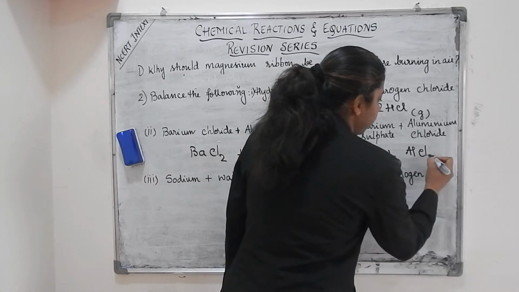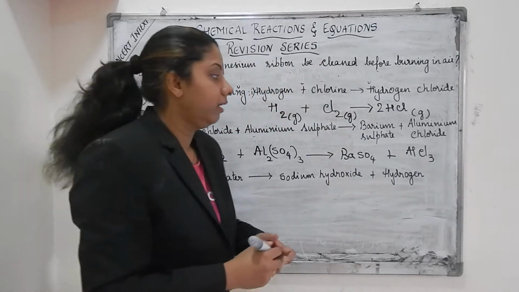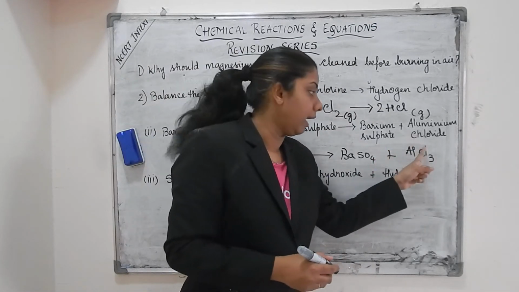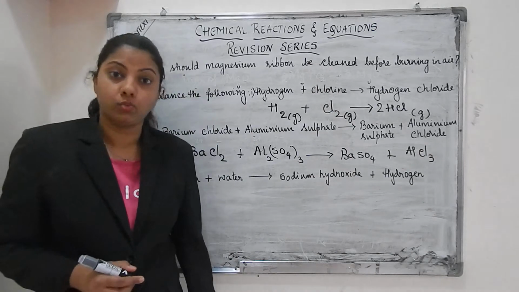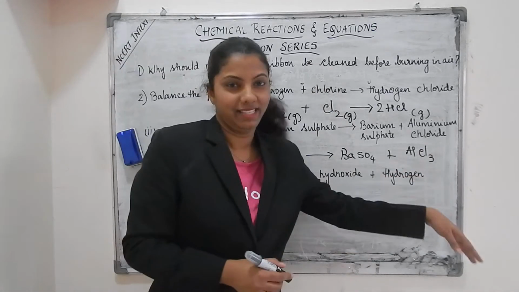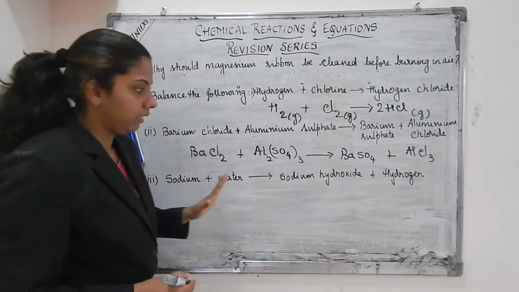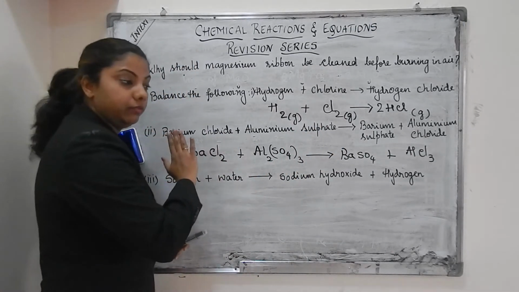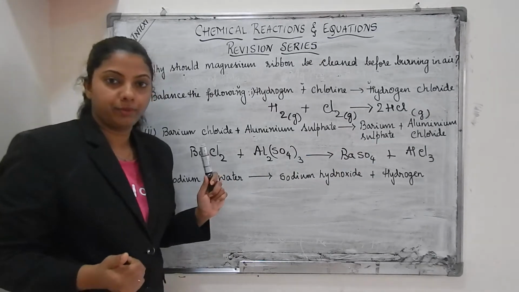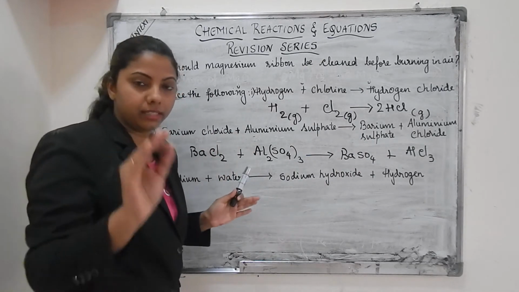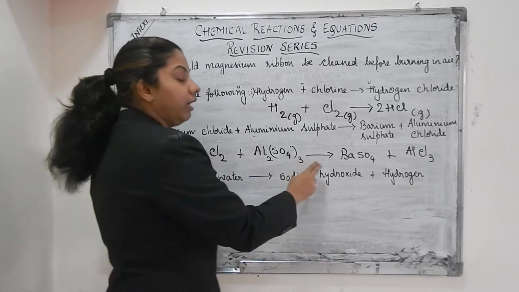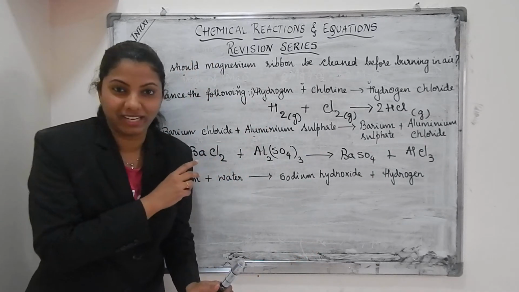So it is AlCl3. Why? Because Al is 3 plus here and Cl is in -1 state. Alright, so AlCl3. Now, let me tell you certain things here. One is, what type of a reaction is this? Okay, you don't have to mention it, but just for your knowledge. So here, this is a double displacement reaction.